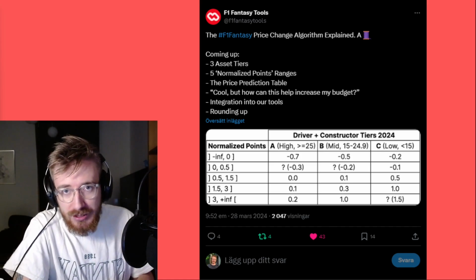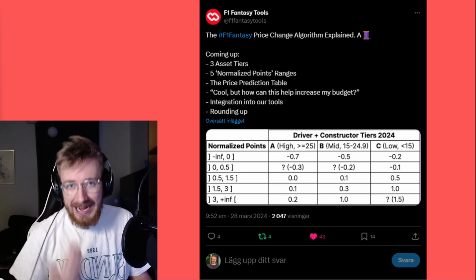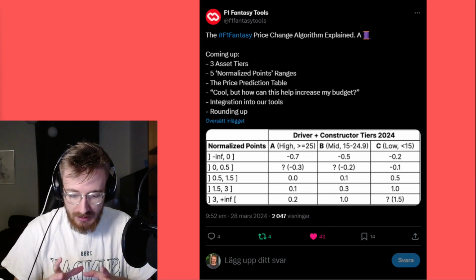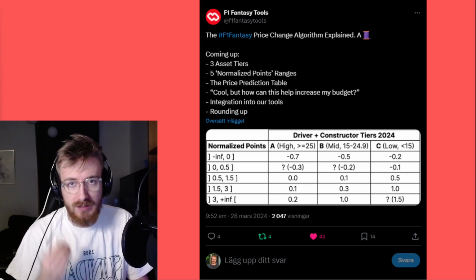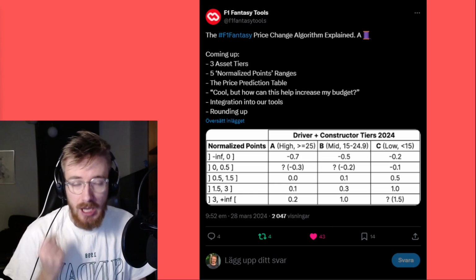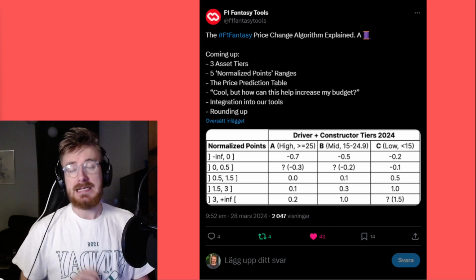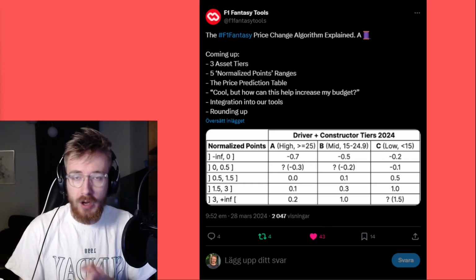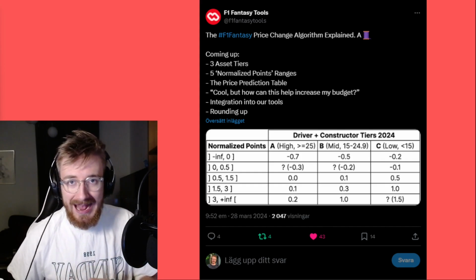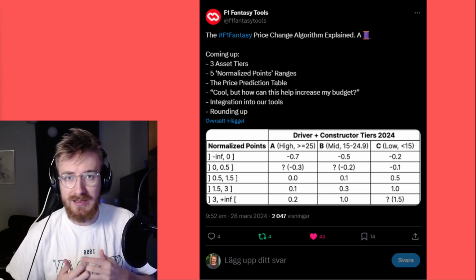So that is very exciting, which means that we can now actually plan our teams to try and target price changes and price rises much better. And I'm gonna go through what their findings were and how we can use this to our advantage.